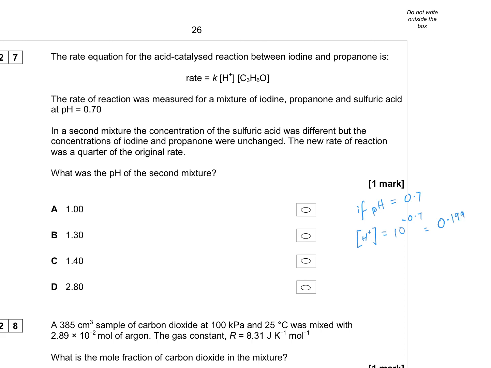if we know what the concentration is, and we know that the only thing that changes is the sulfuric acid concentration, but the iodine and propanone remain unchanged, but the new rate of reaction is 1/4 of the original rate, then if we times the concentration by 0.25, then we know that the hydrogen ion concentration gives us a new pH, and that new pH would be 1.3.